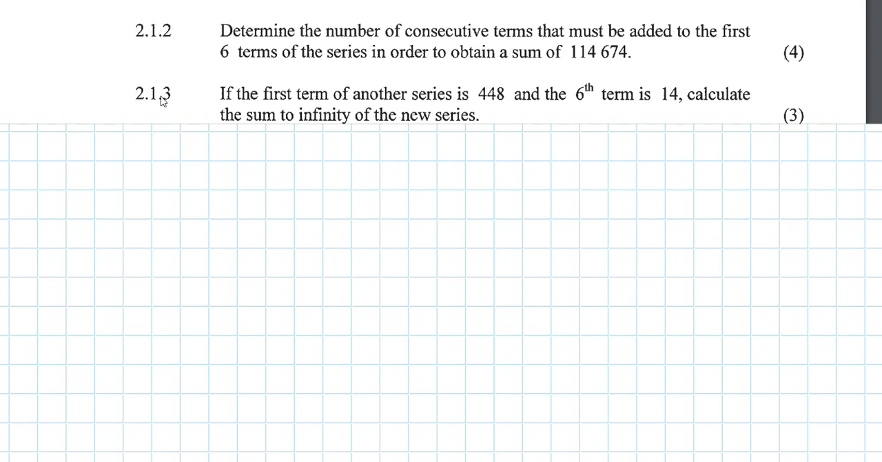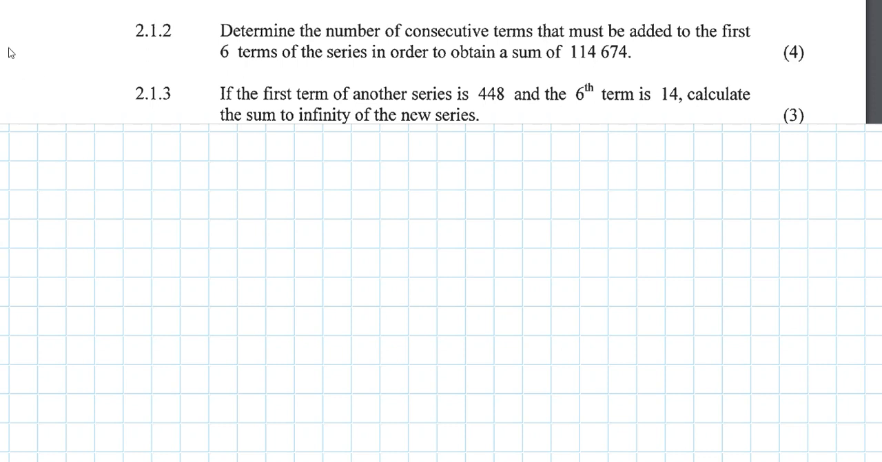2.1.2: Determine the number of consecutive terms that must have been added to the first 6 terms of the series in order to obtain a sum of 114,674. Now this question is sort of weird, but first let's unpack it: consecutive terms that must be added to the first 6 terms of a series. The first thing I see is series. That means we're finding the sum to n.